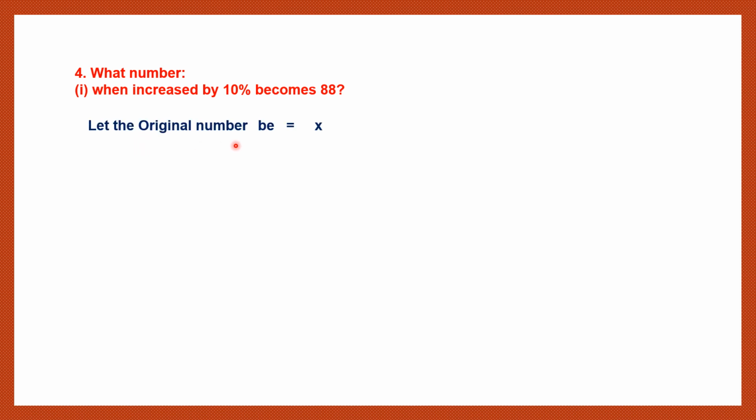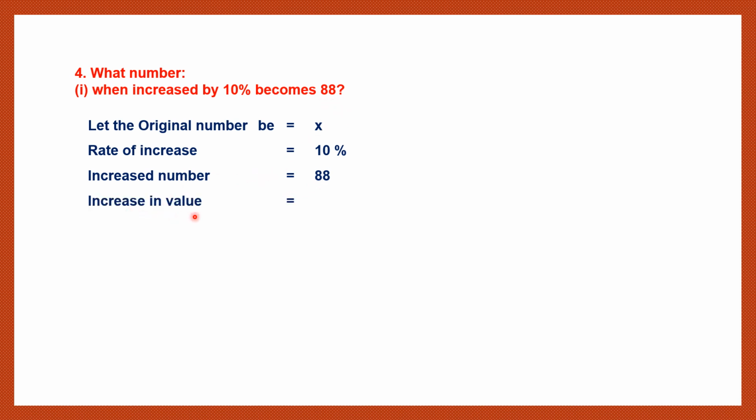So, let the original number be x. We don't know what it is, isn't it? Let the original number be x. The rate of increase is given to us, 10%. Now, the increased number is also given to us. Now we have to find the increase in value. Increase in value, how did we find? We said 10% of the original number, isn't it? So let's find the increase in value.